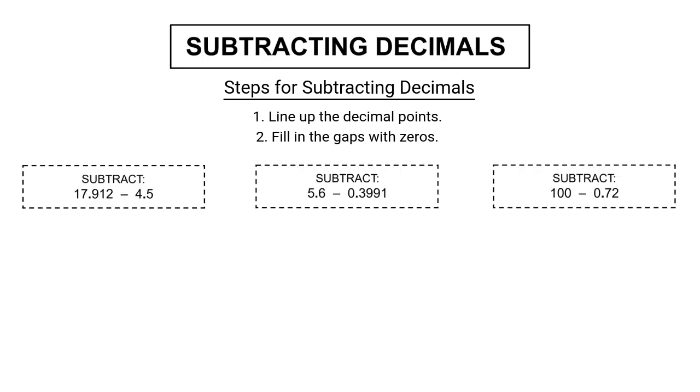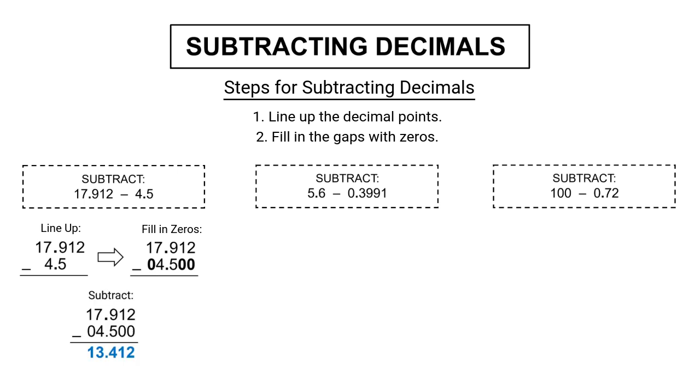Let's get into subtracting decimals. So just like addition, you make sure your decimal points are lined up, you fill in your gaps with zeros, and you subtract. So looking at the first example, line up your decimal points, fill in your gaps with zeros, and subtract. And there's your first answer.